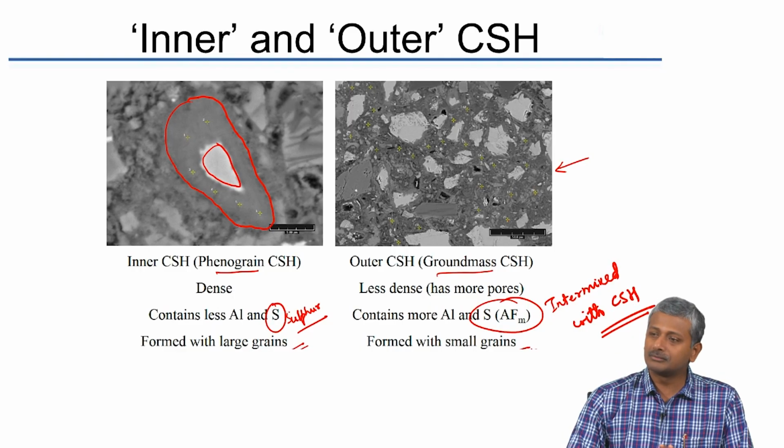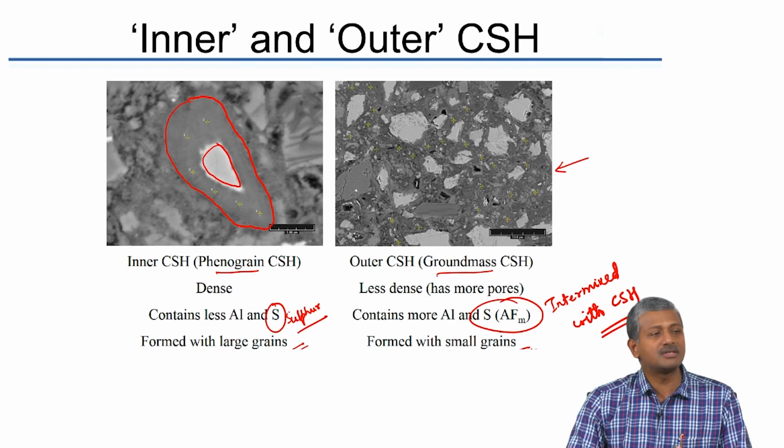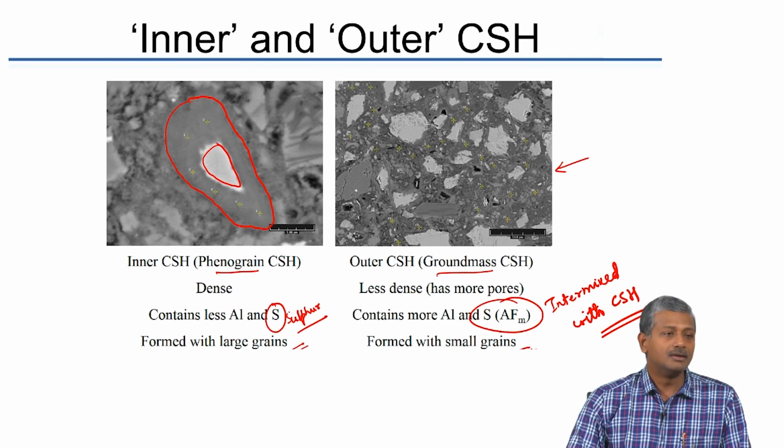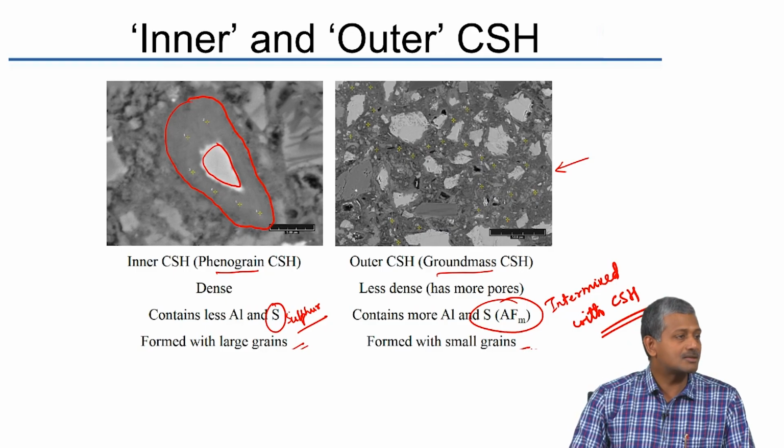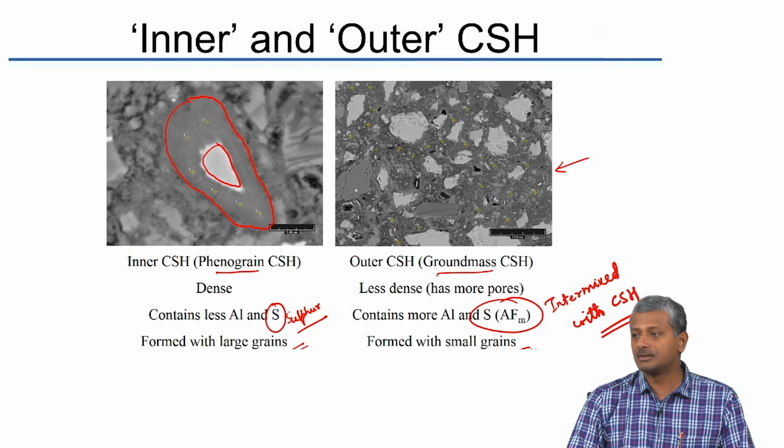Again, for the most part we are only talking about C3S. It is a lot easier to understand the system with just C3S rather than with C2S, because most of the times you will not find sufficient evidence of C2S having produced this nice contrast between the different CSH types.